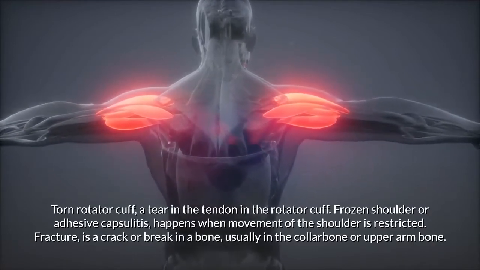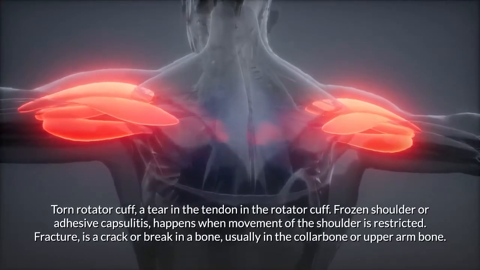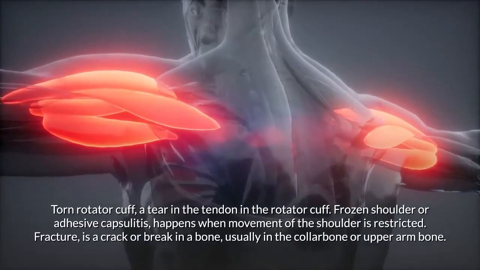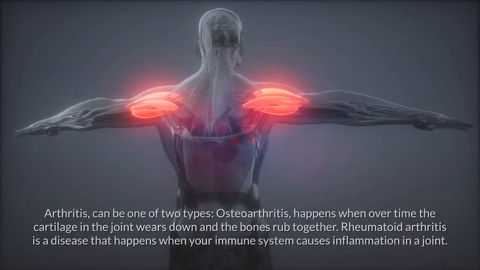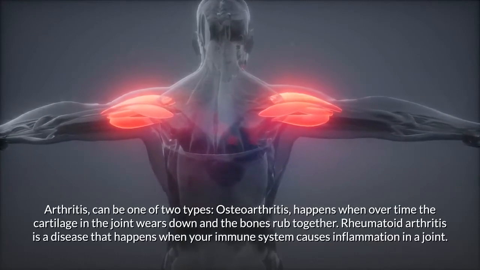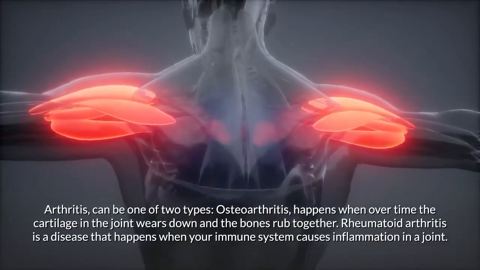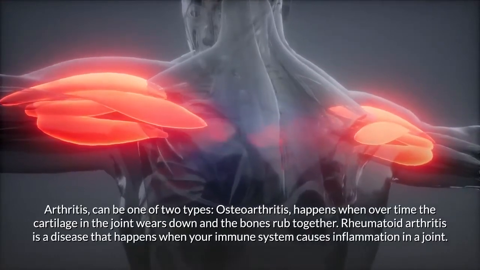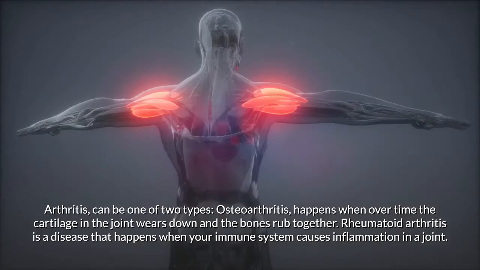Frozen shoulder, or adhesive capsulitis, happens when movement of the shoulder is restricted. Fracture is a crack or break in a bone, usually in the collarbone or upper arm bone. Arthritis can be one of two types. Osteoarthritis happens when over time the cartilage in the joint wears down and the bones rub together. Rheumatoid arthritis is a disease that happens when your immune system causes inflammation in a joint.